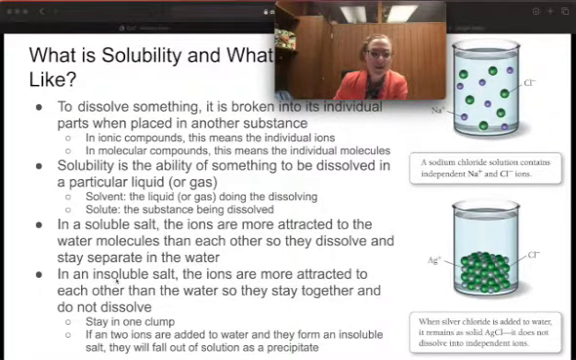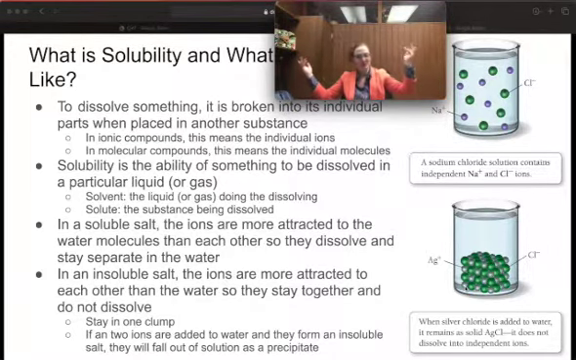In an insoluble salt, something that is not able to be dissolved, the ions are more attracted to each other than they are to the water for some reason, so they stay together and they do not dissolve. In this case, silver chloride is an insoluble salt. It is not soluble. So if you drop a cube of AgCl in some water, it just sits there at the bottom and hangs out. It does not dissolve into those independent ions.